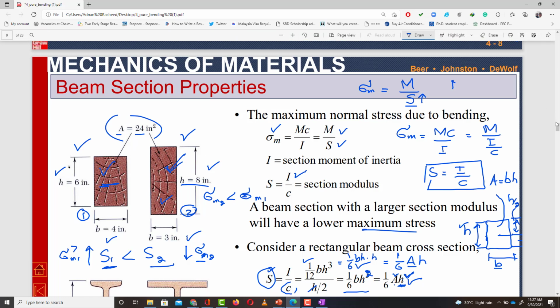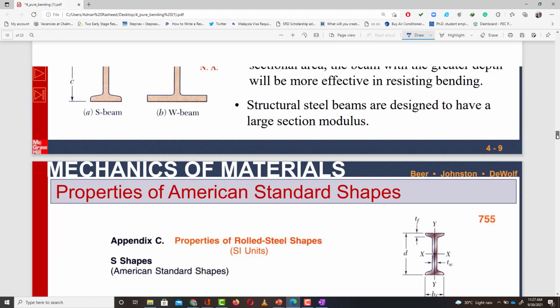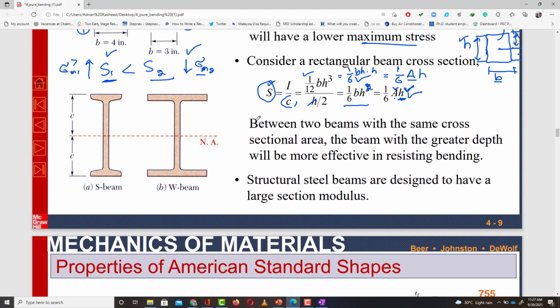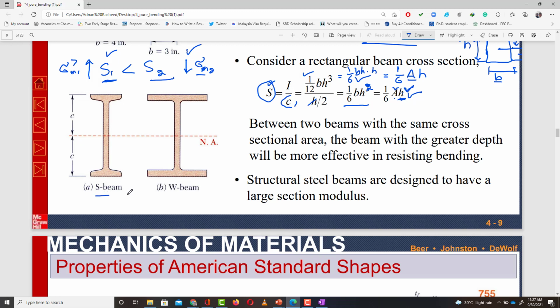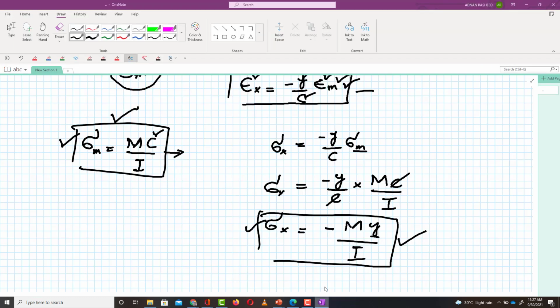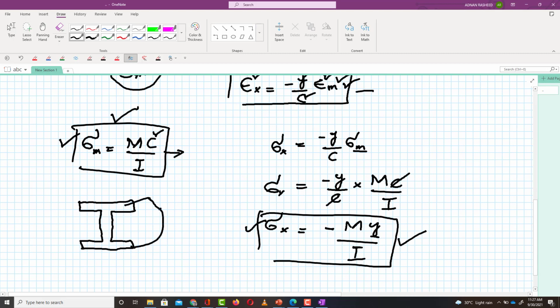There is another example of short flange beam and wide flange beam. So you can see that this is S beam. S beam means short flange beam and wide beam means wide flange beam. So if I draw the beam over here, roughly, if this is the beam, this upper portion and this portion is known as flange.